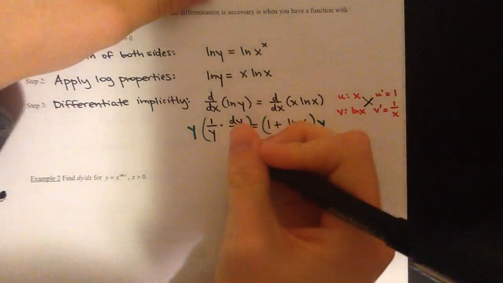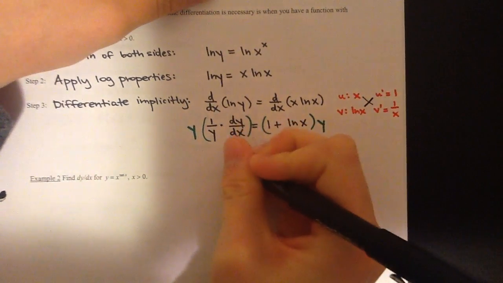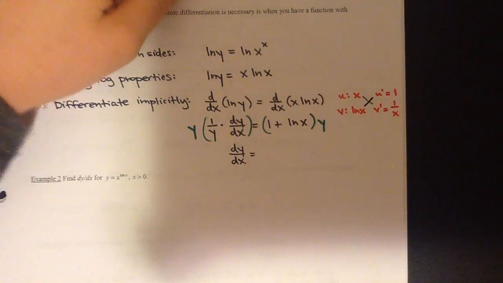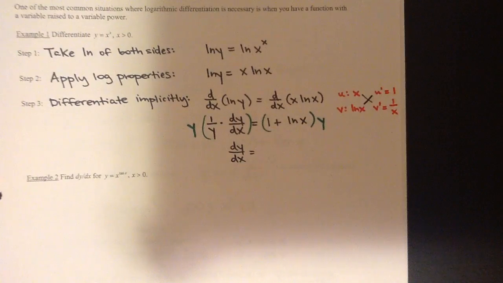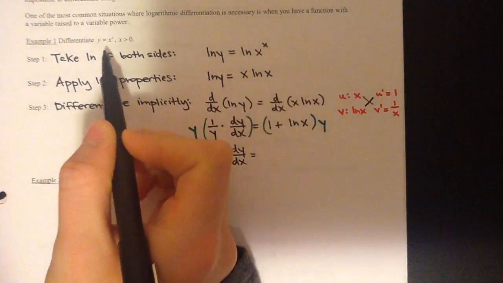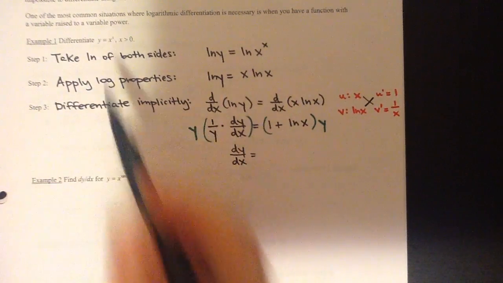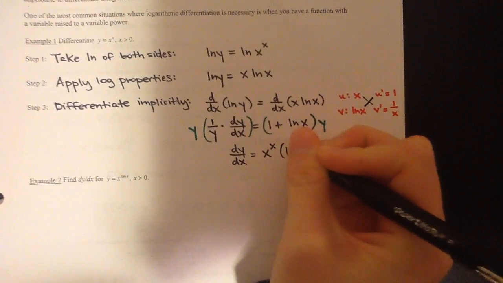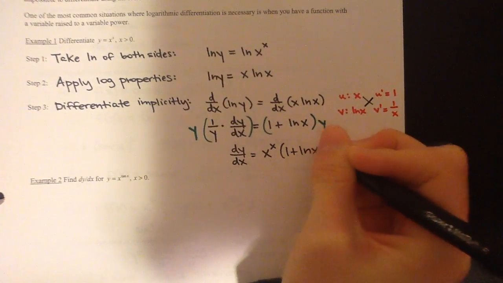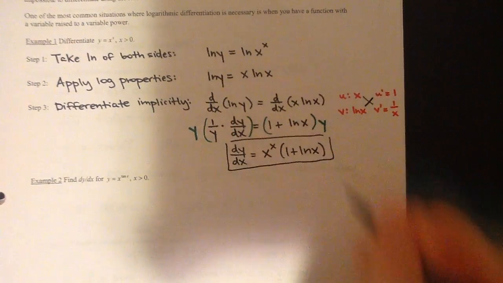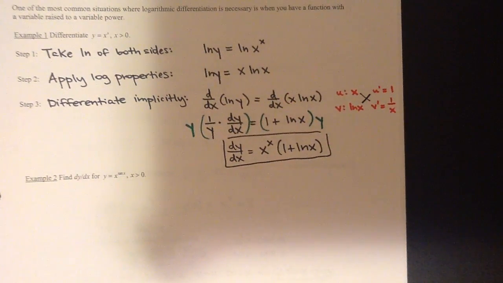Alright, so we've got dy by dx equals, and then I have a y on the right-hand side. But now the last thing, preferably, I would like everything to be in terms of x, if it can be. So now instead of putting a y, we know from the original equation that y is equal to x to the x. So instead of a y, I'm going to replace it with x to the x, and then times 1 plus the natural log of x. So that is my final derivative. That is the derivative of x to the x.